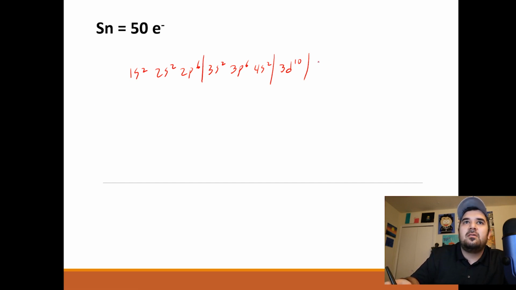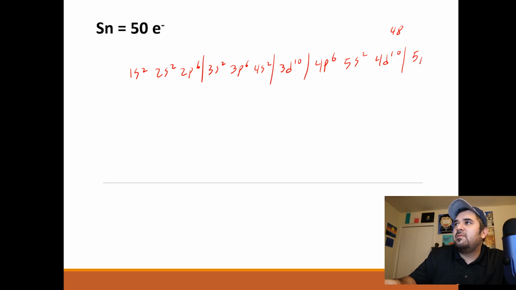And then 4p6, and then 5s2, and then 4d10. So here we're at 8, and then 18. So 18 plus 30 equals 48. So at this point, we're at 48 electrons. We only need 2 more. And then after 4d, we have 5p. So 5p2. Now let's take a look at our periodic table, and let's see where 5p2 puts us.